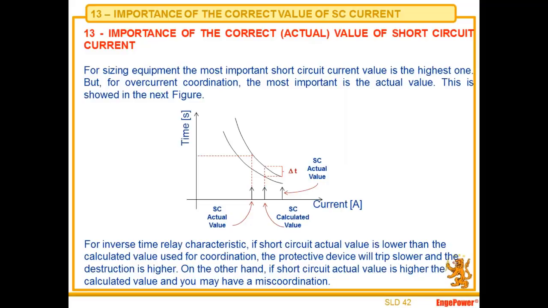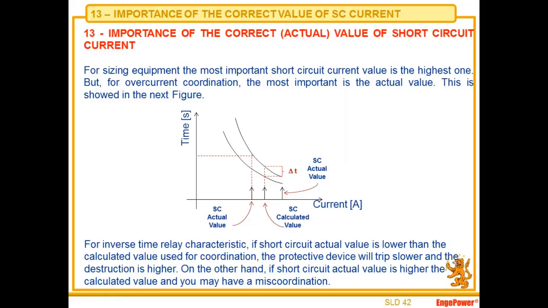So it's not good. If the short circuit calculated is lower than the actual value, so the actual value is higher than the value you provided in your study, the devices normally are inverse time. For higher values, you miscoordinate here because the coordination time interval maybe will not be enough to guarantee the coordination. So you can have miscoordination here.